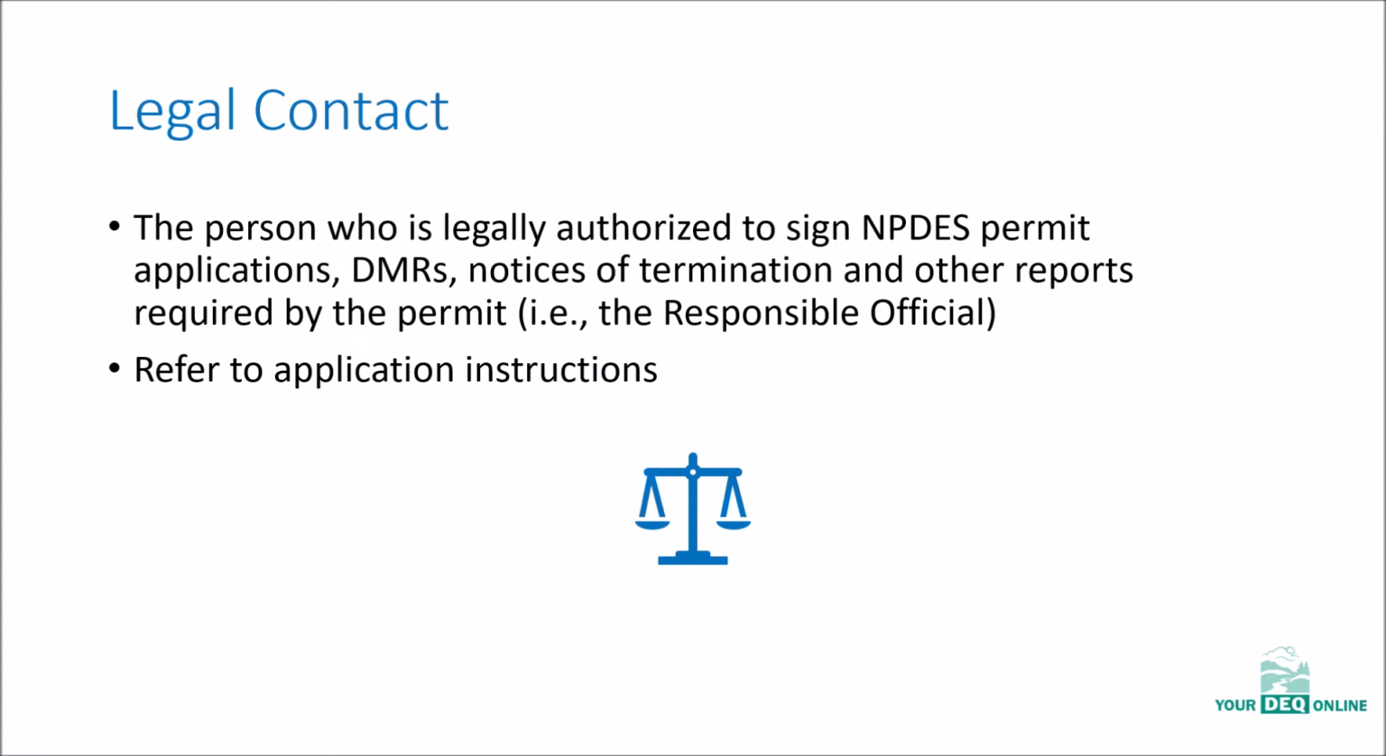The next steps will be to input information for the legal, facility, and invoice contacts. The legal contact for your facility is the person who's legally authorized to sign NPDES permit applications, DMRs, notices of termination, and other reports required by the permit. The legal contact will be a person with a responsible official, or RO, account in DEQ's system.